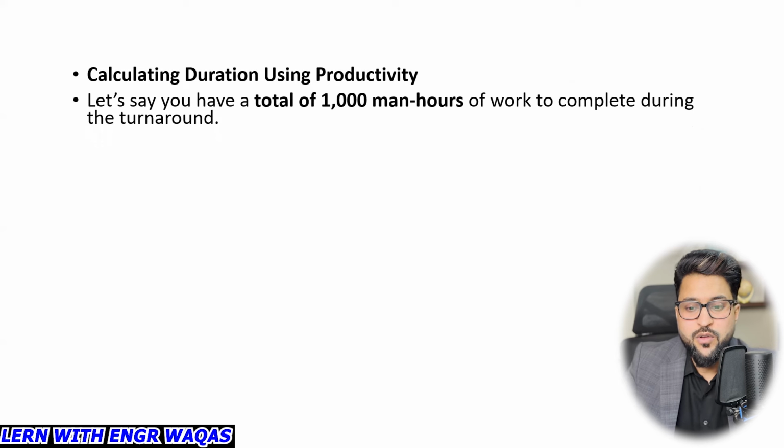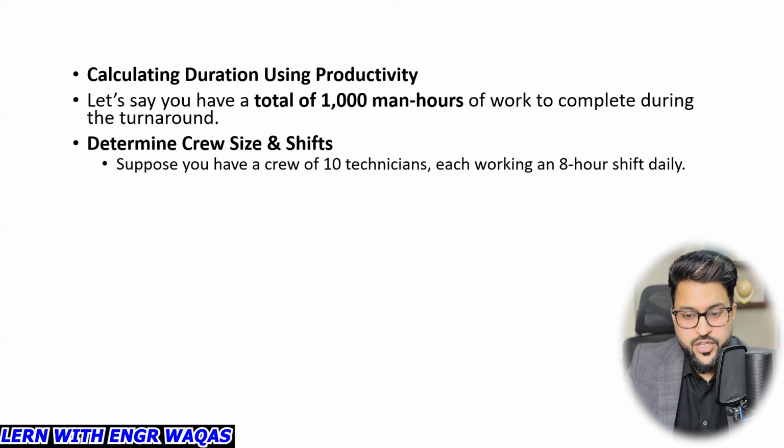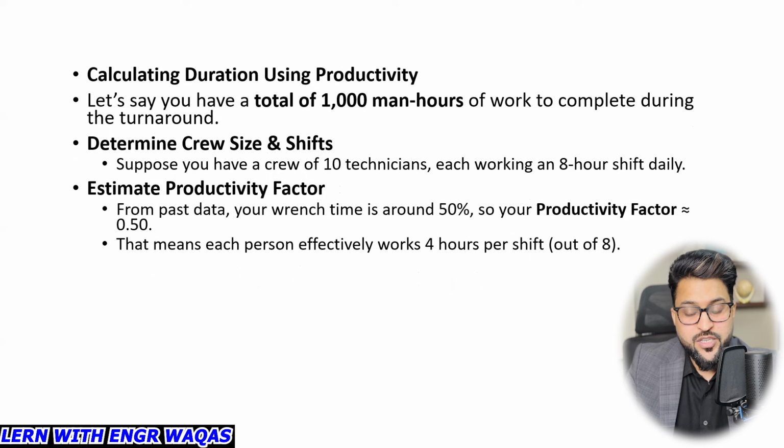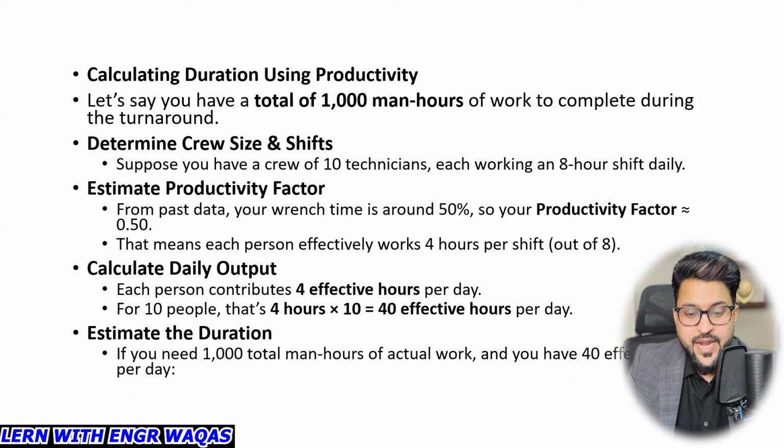If you have a total of 1000 man hours of work to complete during the turnaround, determine crew size and shifts. Suppose you have a crew of 10 technicians, each working an 8 hours shift daily. Estimate productivity factor. From past data, your wrench time is around 50%, so your productivity factor is 0.5. That means each person is effectively working 4 hours per shift if they are allocated 8 hours on a shift. Calculate daily output. Each person contributes 4 effective hours per day. For 10 people, the total effective hours are 40. And to meet that 1000 man hours total of actual work, you have 40 effective hours per day. Now you can divide, and you get 25 days to get this done, right?